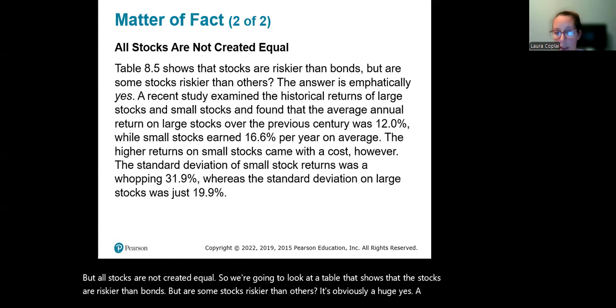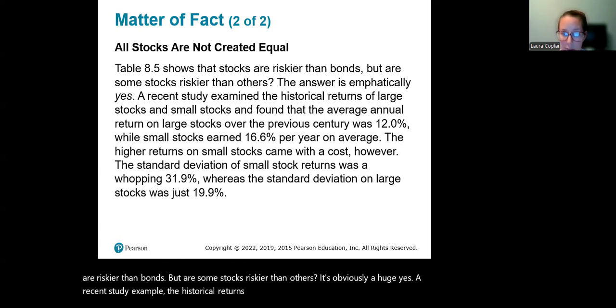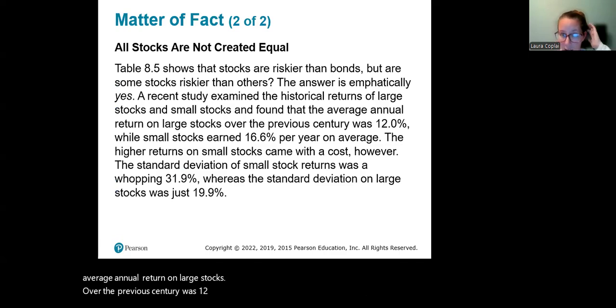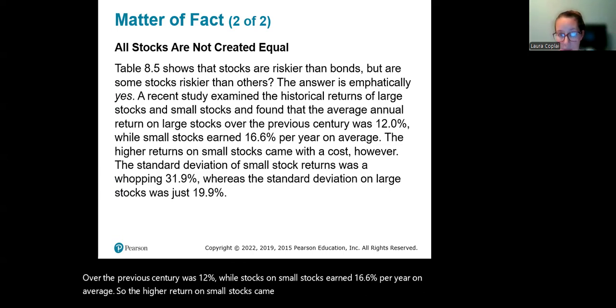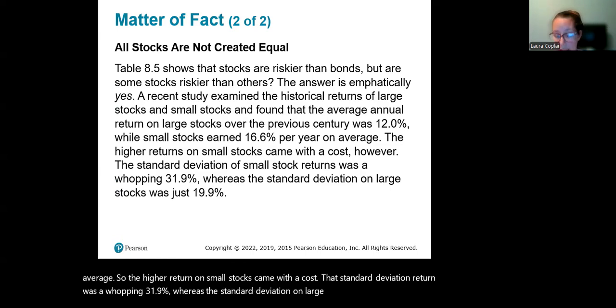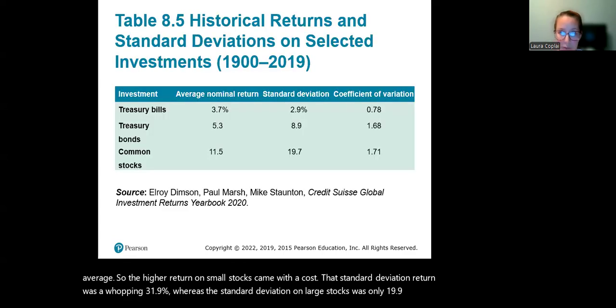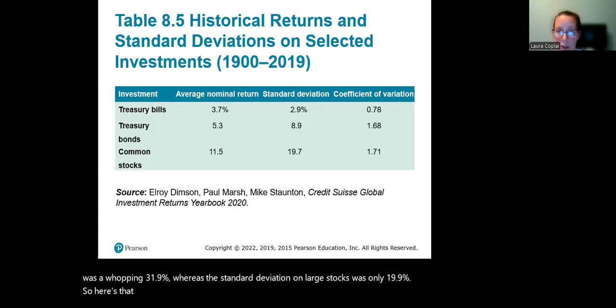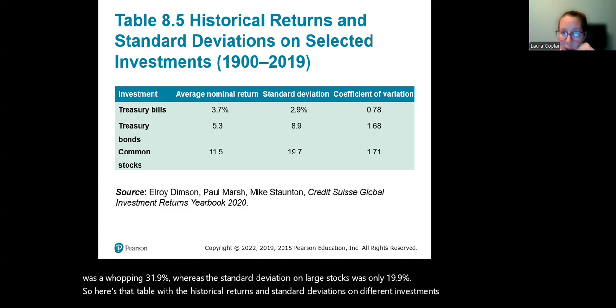A recent study examined the historical returns of large stocks and small stocks and found that the average annual return on large stocks over the previous century was 12%, while small stocks earned 16.6% per year on average. So the higher return on small stocks came with a cost. That standard deviation of return was a whopping 31.9%, whereas the standard deviation on large stocks was only 19.9%. So here's that table with the historical returns and standard deviations on different investments from 1900 to 2019.